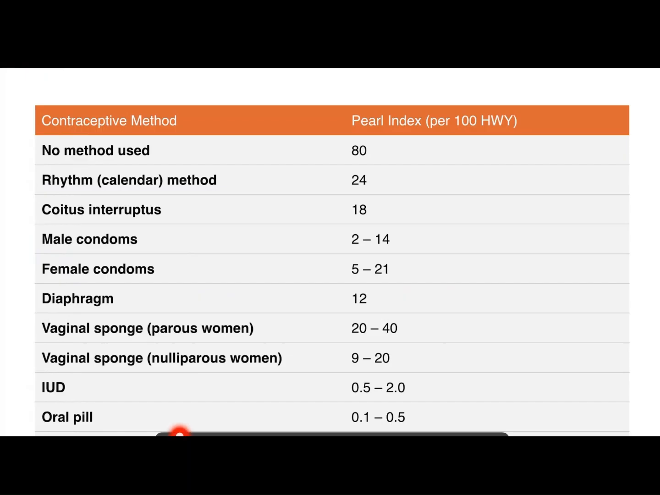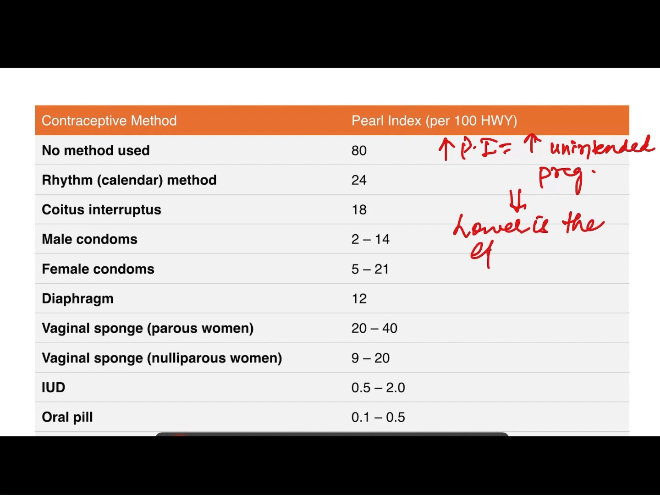This table shows the various contraceptive methods along with their Pearl Index. So we have seen Pearl Index calculates the number of unintended pregnancies. So the higher the Pearl Index value, the higher the number of unintended pregnancies, and it implies that the lower is the efficacy of the given contraceptive. So it implies the contraceptive methods having the lowest value are highly efficacious.